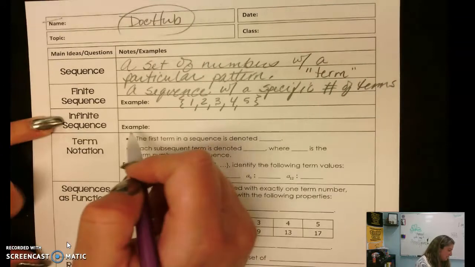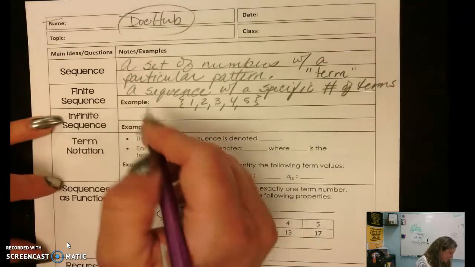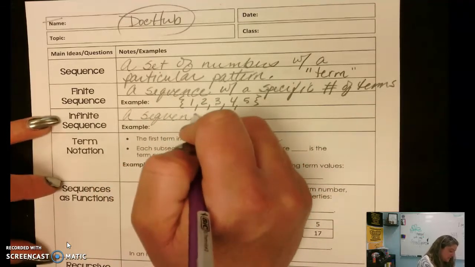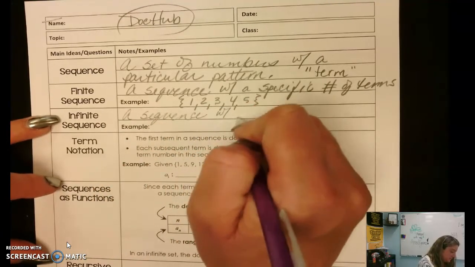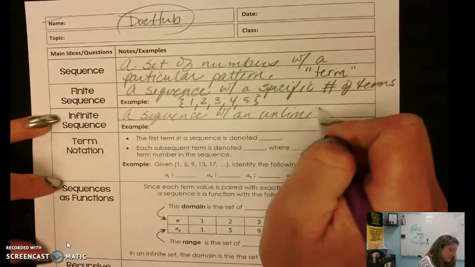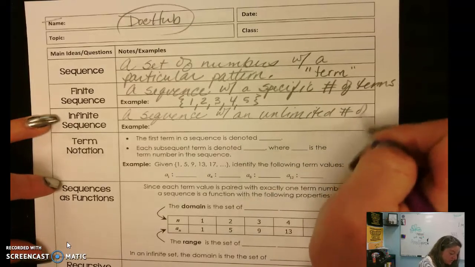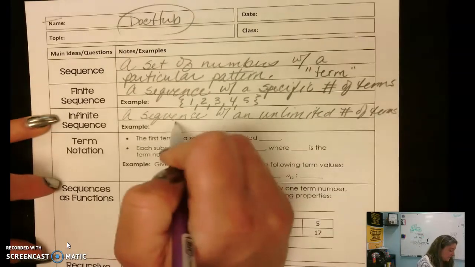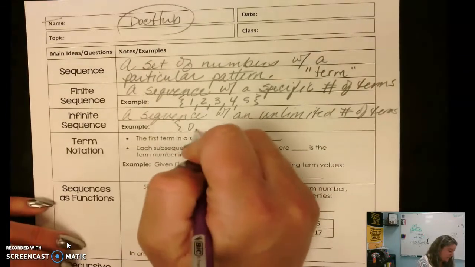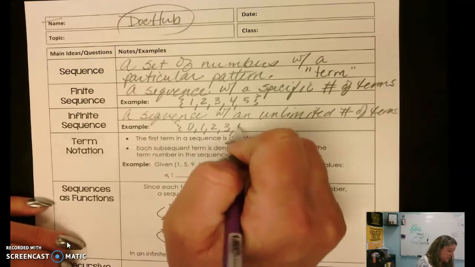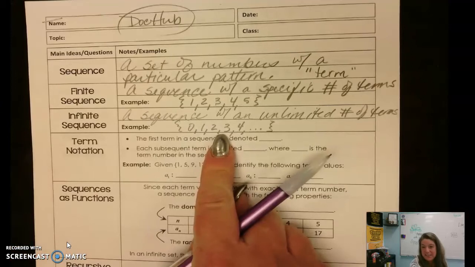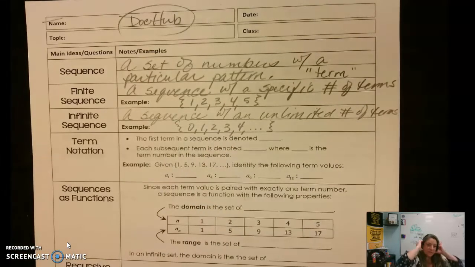An infinite sequence is a sequence with an unlimited number of terms. Okay, so an unlimited number of terms. Basically, it just goes on forever, right? And so, for example, this is when you're going to see the dots, right? So like 0, 1, 2, 3, 4, and so on. Okay, this, by the way, happens to be the set of whole numbers, okay?